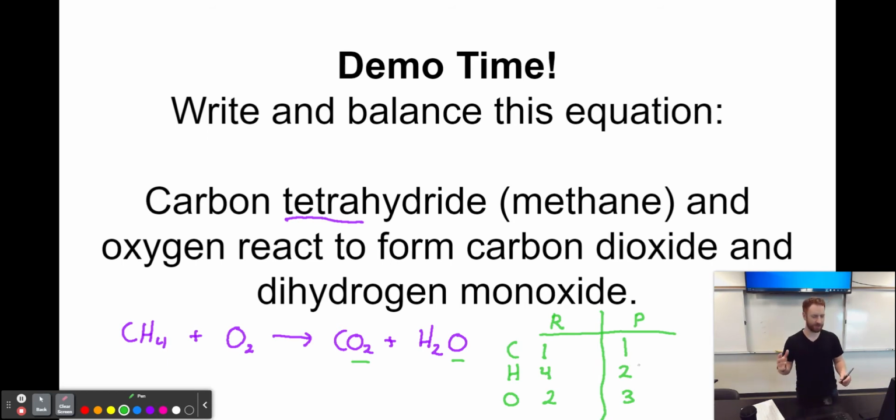If that's ever happened to you, you know what I'm talking about. So I see that I need more hydrogen on the product side. In fact, I need twice as much hydrogen on the product side. So I'm going to try throwing a 2 in front of the H2O.